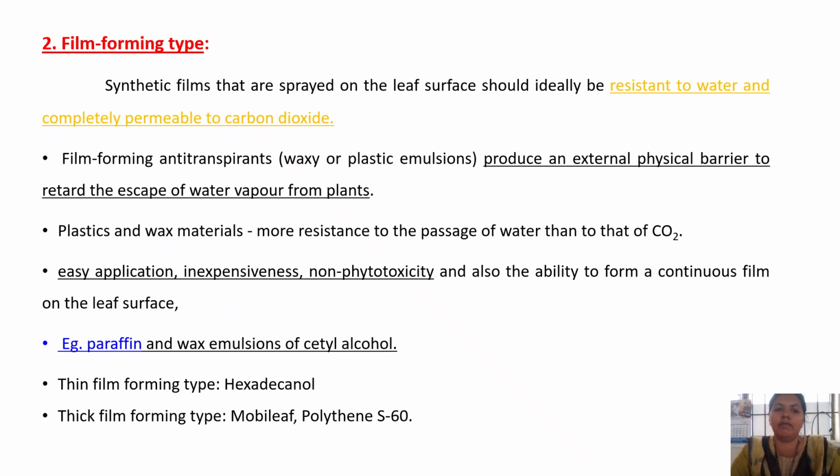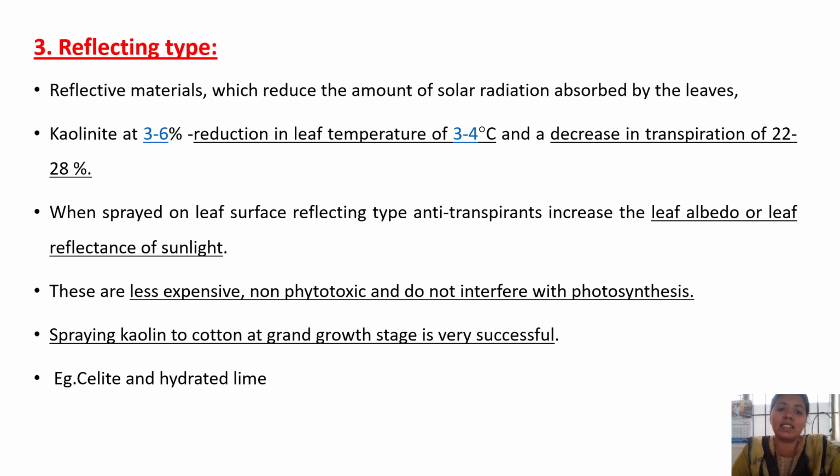So for this film forming type, some of the important inexpensive non-phytotoxic materials which are available are paraffin and wax emulsions of acetyl alcohol. And there are two types of film forming type of anti-transpirant. One is thin film forming like hexadecanol, and thick film forming like Mobileaf polythene 68. So next is reflectant type.